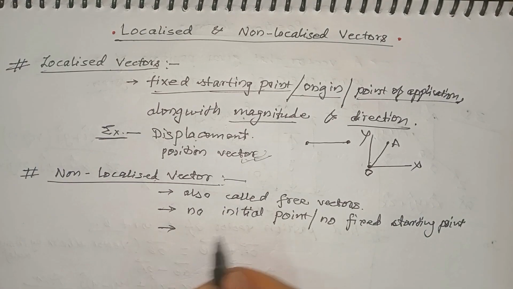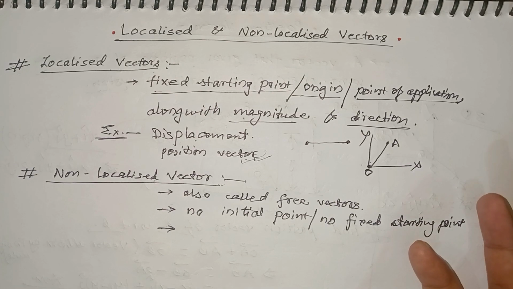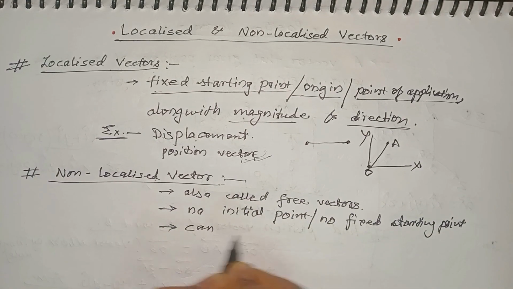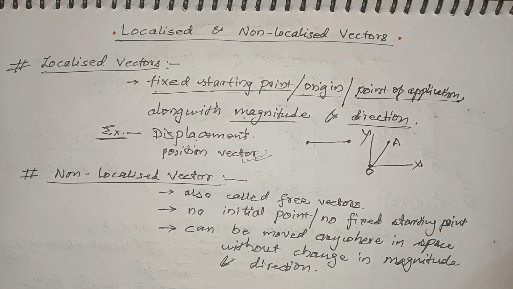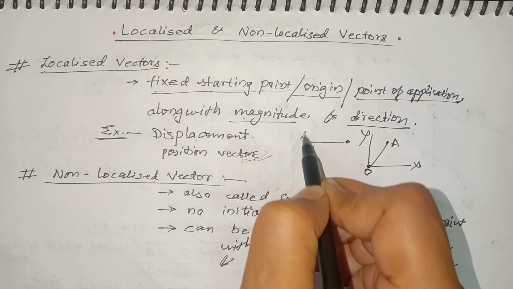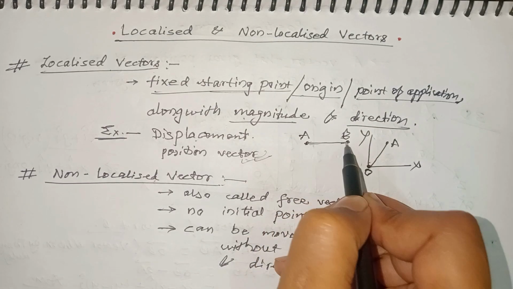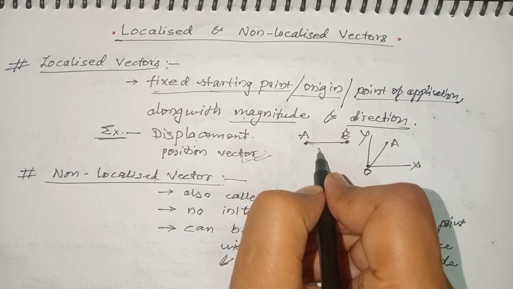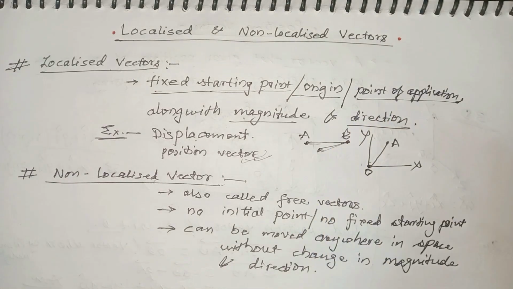Why is it called a free vector? Because it can be moved anywhere in space without any change in its magnitude and direction. At first, let's see the displacement. This is point A, this is point B. The displacement is equal to final position minus initial position. If the initial position is changed to this point, the displacement will change. The magnitude will change, and the direction will also change.